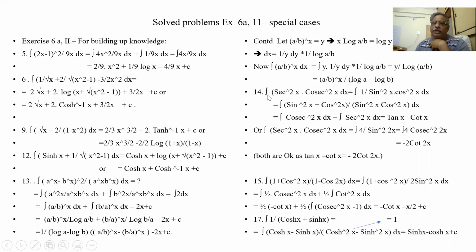So let us see another problem. Integration of secant square x cosecant square x dx. If it were cosecant x secant x, we know the answer, but squares are given. So let us understand. Cosecant square is 1 by sin square x, and secant square is 1 by cos square x. So 1 can be written as sin square x plus cos square x. So this total is converted to secant square x plus cosecant square x. The integral is tan x minus cot x, and here plus c will come.